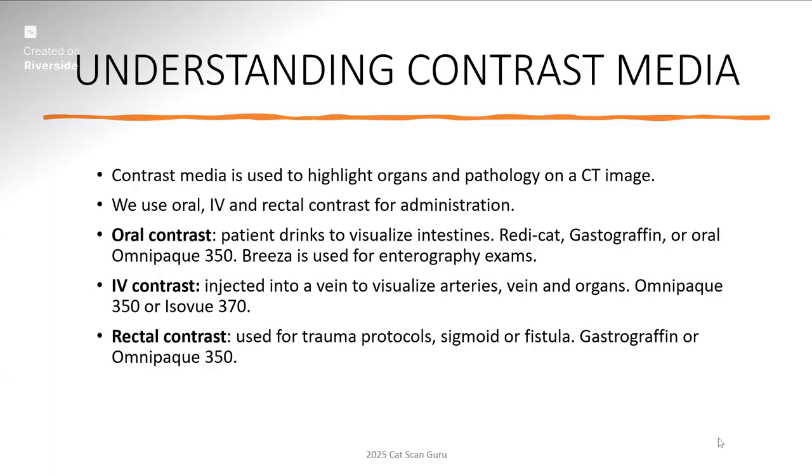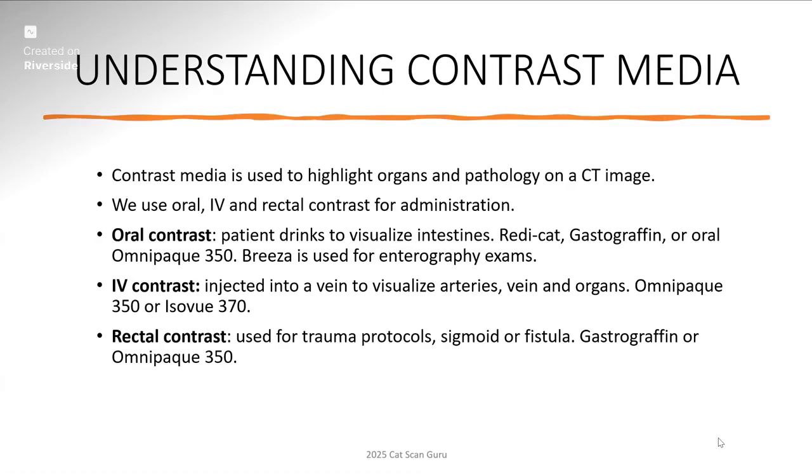So of course it's injected into a vein. We visualize arteries, veins, and different types of organ structures like the liver, kidneys, and pancreas, things that we can see. Omnipaque 350 or ICView 370. I know a lot of places will use 300, which is perfectly okay, but typically this is what I've seen at most facilities that I work at. So these are just some general things. Make sure you check your protocol books and check with your policies on what you use.